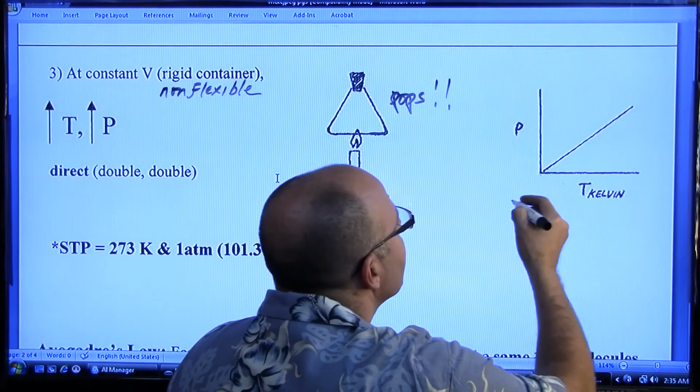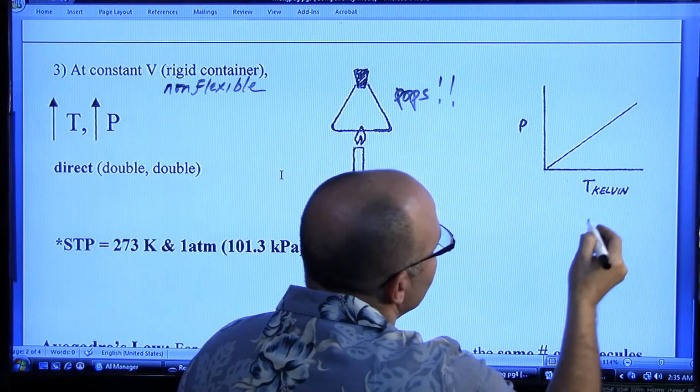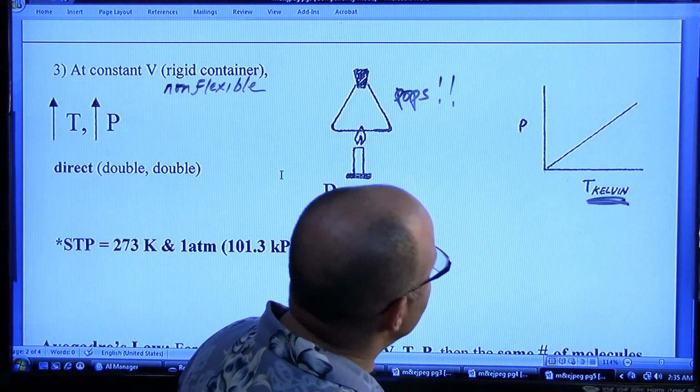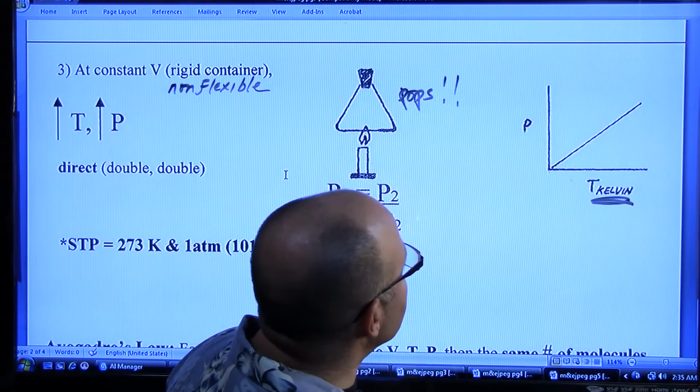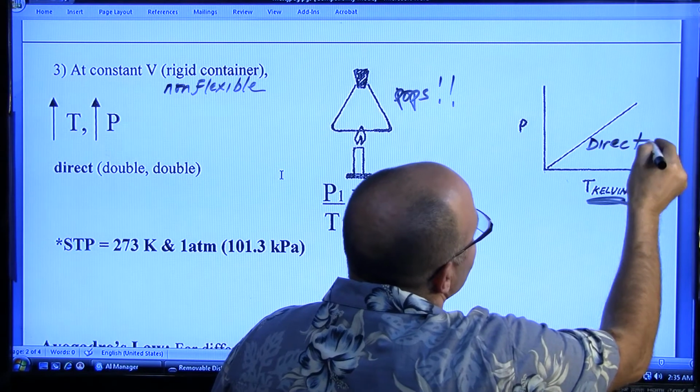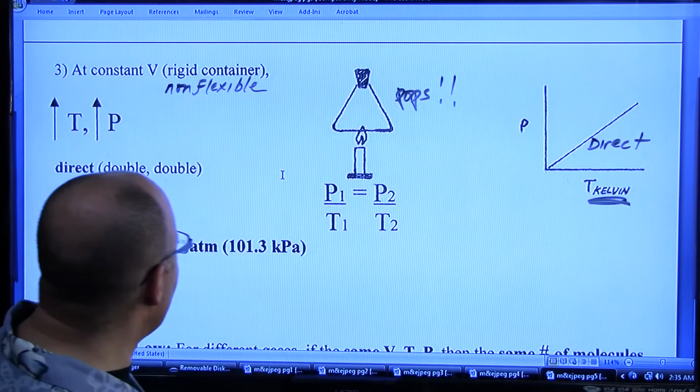Again, the graph is going to be linear going straight up. If you use Kelvin temperature, it will go through the theoretical 0 Kelvin, which we all know we never reach. That's a direct relationship. So we end up with an inverse and two directs.